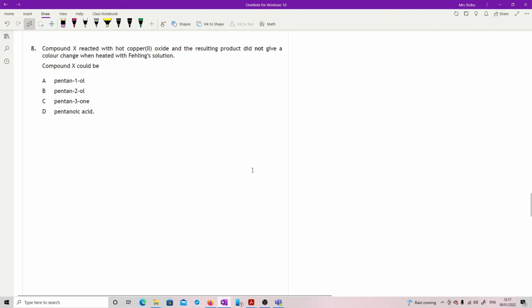Oxidation question. Compound X reacted with hot copper(II) oxide. The resulting product did not give a colour change when heating with Fehling's. Okay, so what you're looking at here is your alcohols. So if you have a primary alcohol, you can oxidise that to make an alkanal, or rather an aldehyde, since I just said primary as a standard thing.